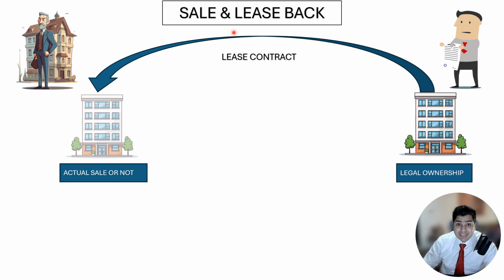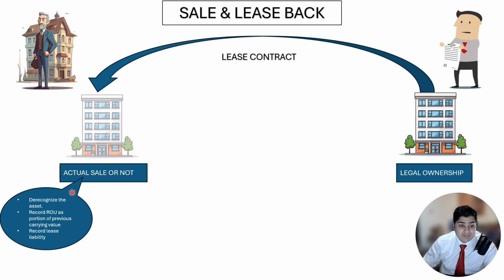However, if they sell the asset and lease it back for a short period of time compared to its useful life, then we can say the control has been transferred to the new owner. So once again, if control is transferred, it's an actual sale. If control is not transferred, it is not an actual sale. If it is an actual sale, then what do we do, guys? We de-recognize the asset from the financial statements of the lessor, and we record an ROU and a lease liability. ROU will be the portion of the previous carrying value to reflect the rights retained.